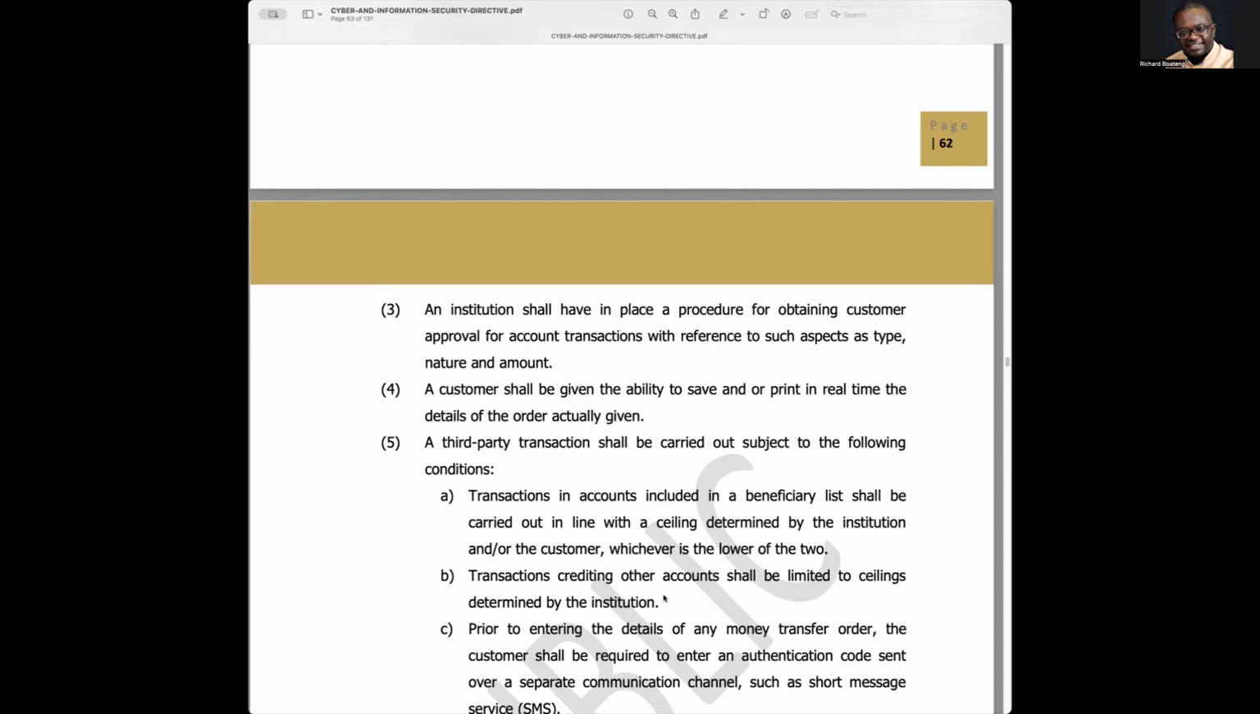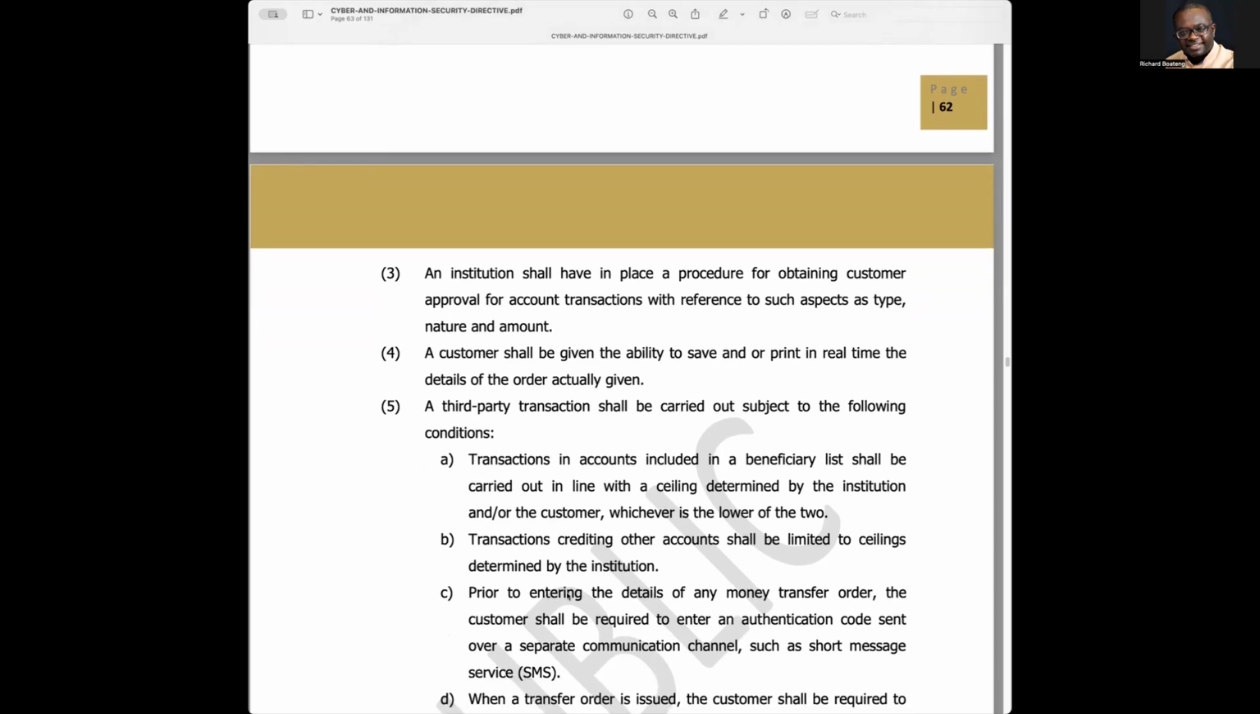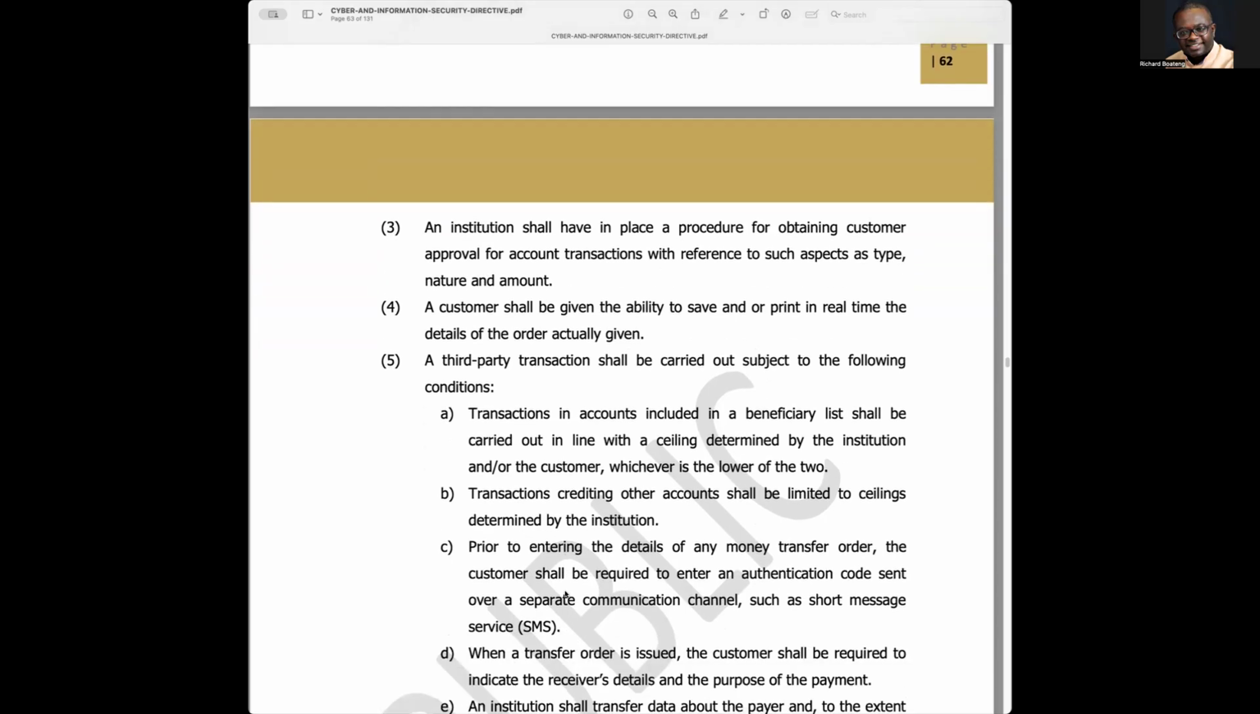Transactions crediting other accounts shall be limited to the ceiling determined by the institutions. Okay, that one is true. They can point out you have reached your limit, 250,000 a day, but you can set lower limits. In fact, that's the highest limit you can have. Usually, they give you up to 10,000 or 50,000, depending on the type of account you have.